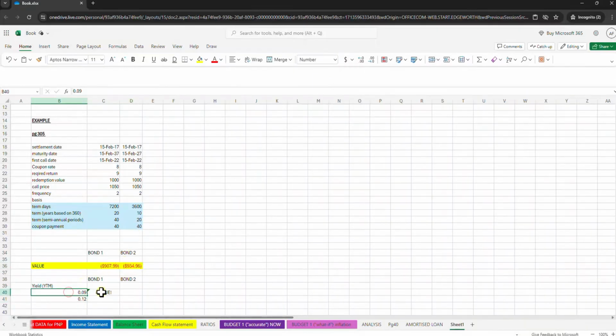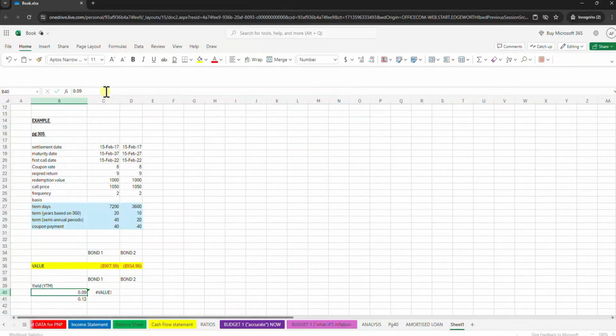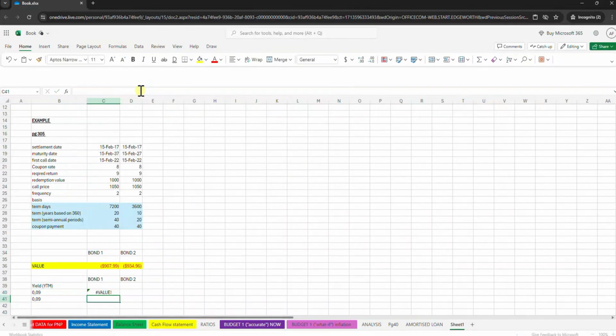Okay, so B40 divided by 2. Why is it not accepting it? Maybe it must be a comma instead of a point. All right. What else do I have here? Are those all right? Okay, let's try to do it again.